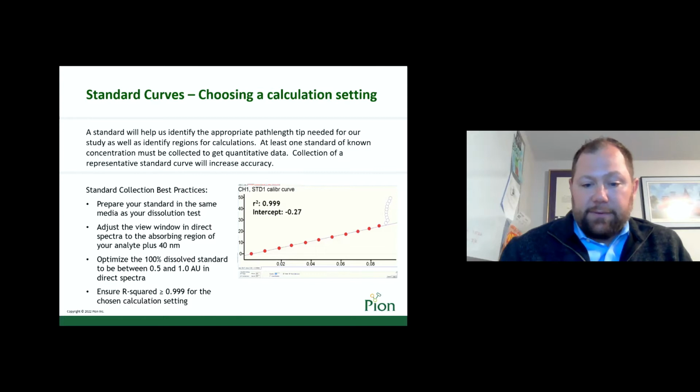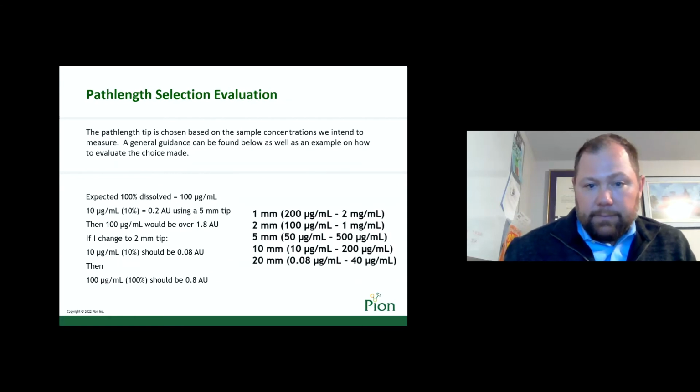Also, once I have collected 3 to 4 standards, I start looking at my calibration curve at each collection to ensure I have linearity and an R-squared value greater than 3 nines. It is also at this point where I assess my path length choice.